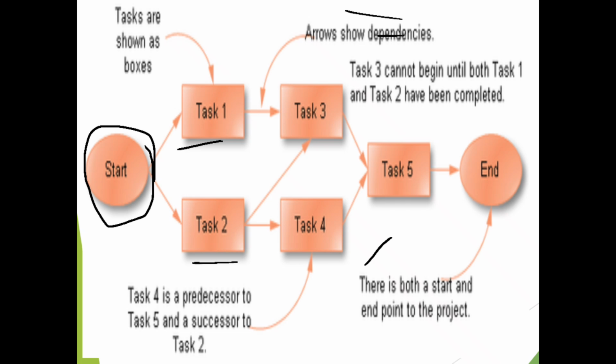If we look here, arrows show dependencies. Those arrows show how task A is depending on task B. For example, task 1 starts, and after task 1, that's when you go to task 3. If you look at task 2, you find that after task 2, that is when you go to task number 3.